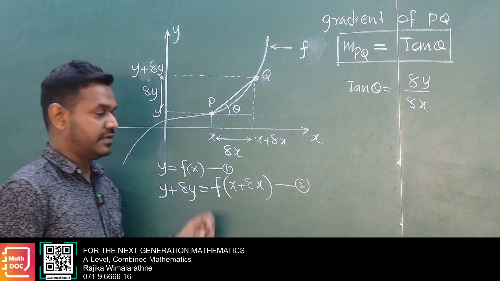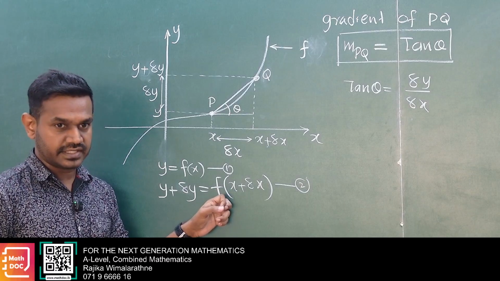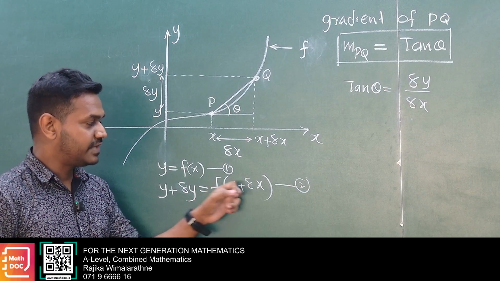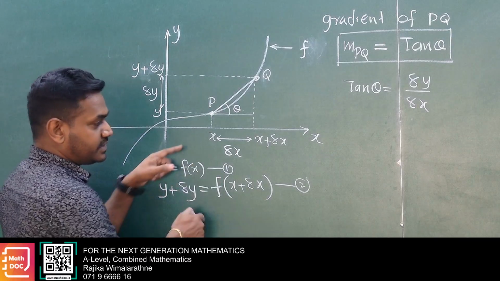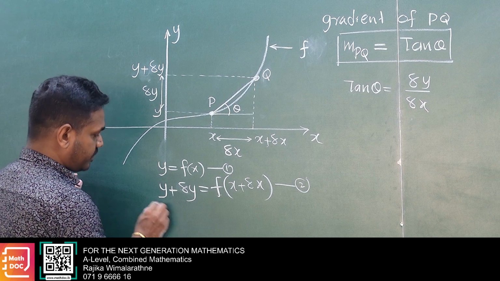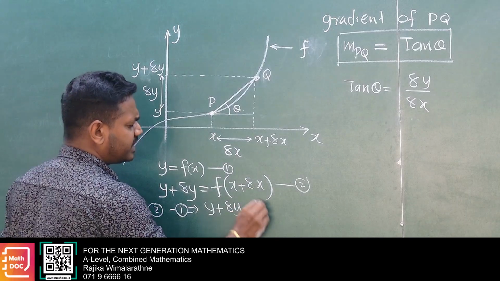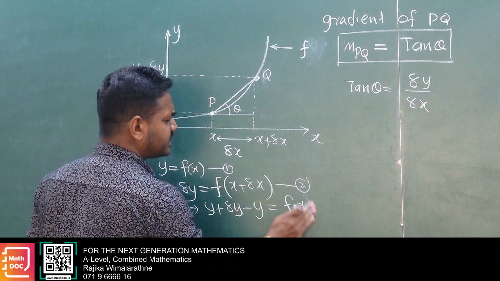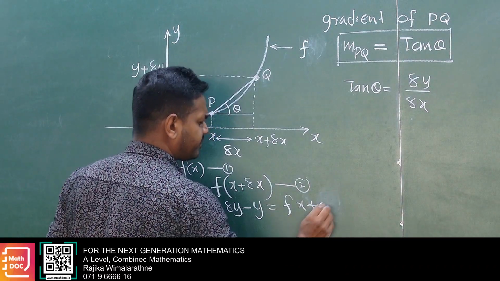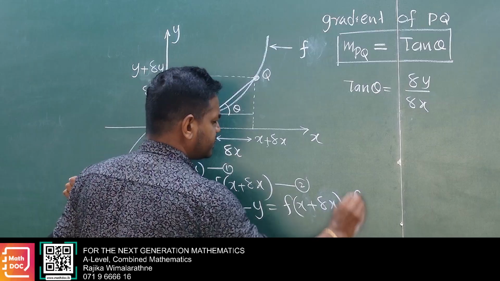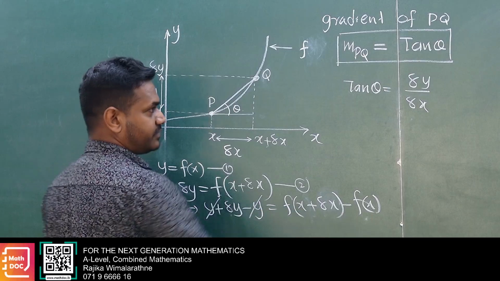Here is the second relation, here the function f(x). Here it is not just a bracket, it is function notation, f(x plus delta x). You can't expand f(x plus delta x) as f(x) plus f(delta x), it is function notation. Now when you subtract these two, 2 minus 1, then y plus delta y minus y equals f(x plus delta x) minus f(x). Then delta y equals f(x plus delta x) minus f(x).